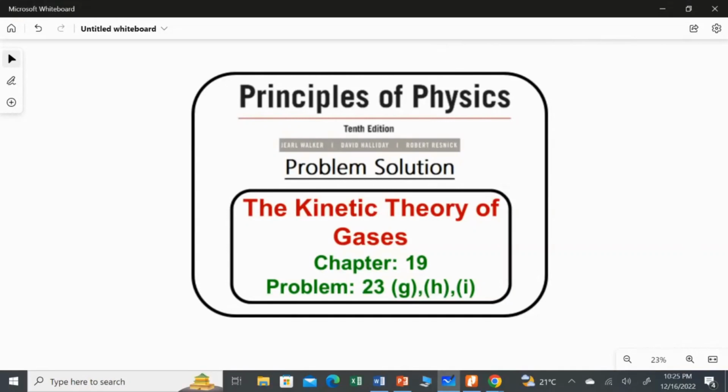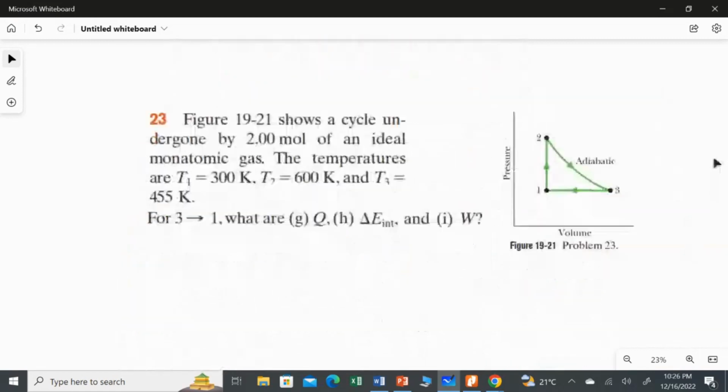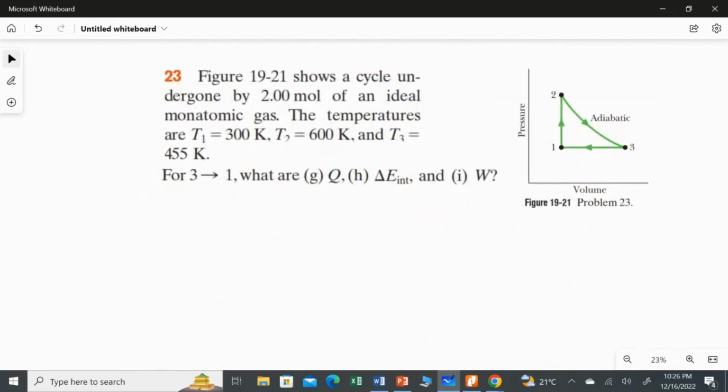In this video, I'm going to solve problem 23 from chapter 19, and this time I'm going to solve the three subdivisions G, H and I. The figure shows a cycle undergone by 2 moles of an ideal monoatomic gas. The temperatures are T1 equal to 300 Kelvin, T2 equal to 600 Kelvin and T3 equal to 455 Kelvin. And this time we are going to consider the state from 3 to 1.